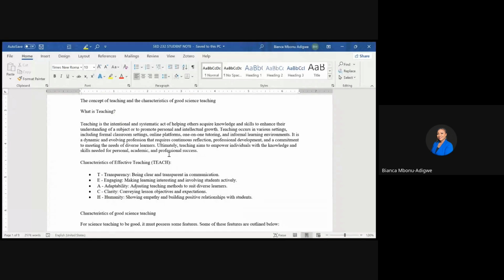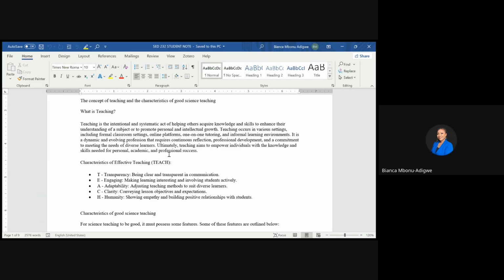I'm trying to share my screen again. Do let me know if it has come up. Can you see my screen? Yeah. Is it coming up? Not yet. Daniel, is my screen coming up? It's not yet up. Okay.